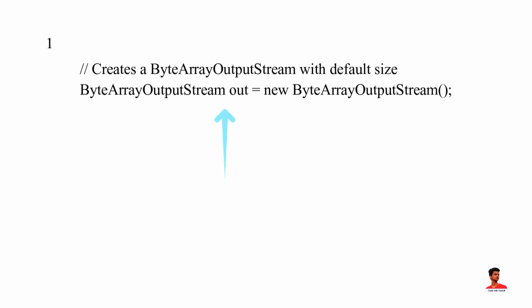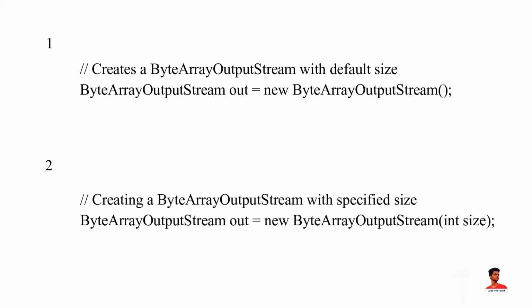Here, we have created an output stream that will write data to an array of bytes with default size 32 bytes. However, we can change the default size of the array. Here, the size specifies the length of the array.